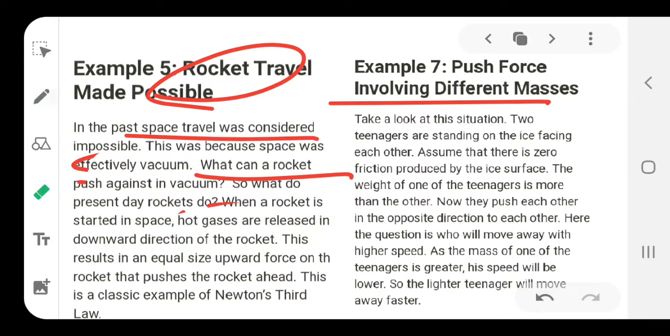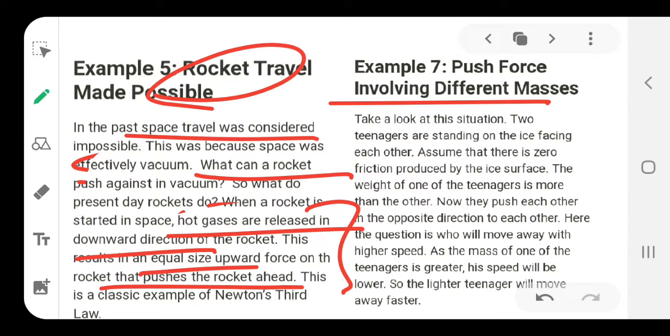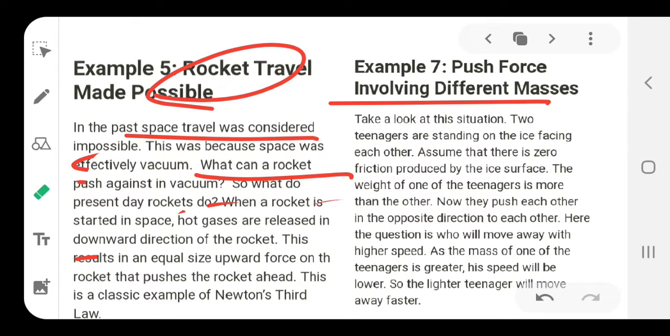So write it down properly, understand the topic. When the rocket is started in space, the hot gases are released in the downward direction of the rocket, and this results in an equal-sized upward force on the rocket that pushes the rocket ahead. This is the classic example of Newton's third law of motion, because in that case, since there is basically a vacuum zone, the mechanism of Newton's third law is better explained.